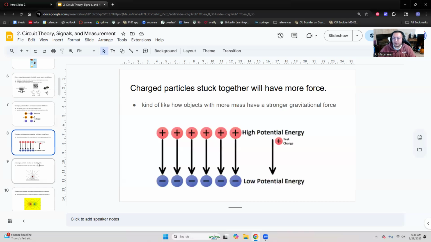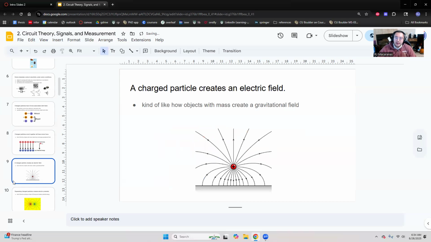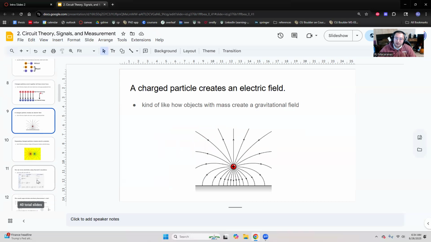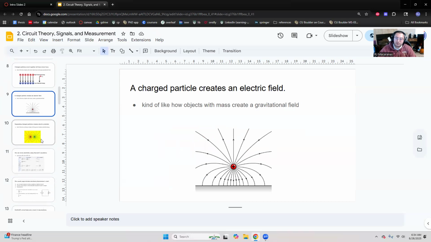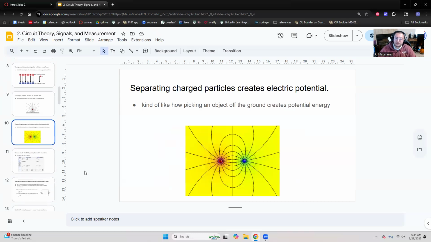In the extreme case, you can think of the Earth as having this overwhelming gravitational force that's pulling everything in at a constant acceleration. So these charged particles will create an electric field, kind of like how objects with mass create a gravitational field.